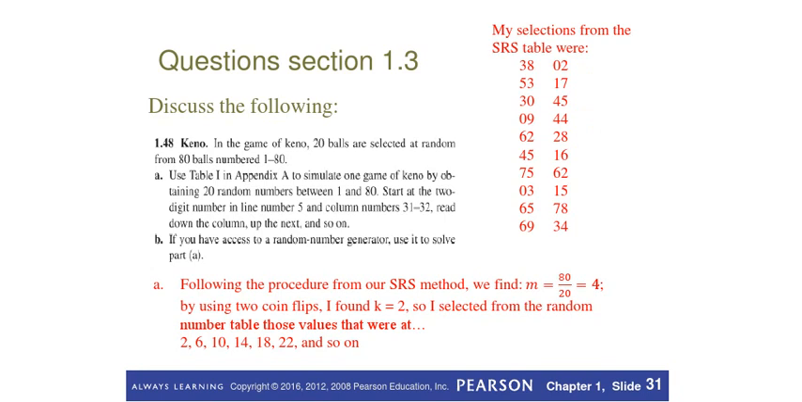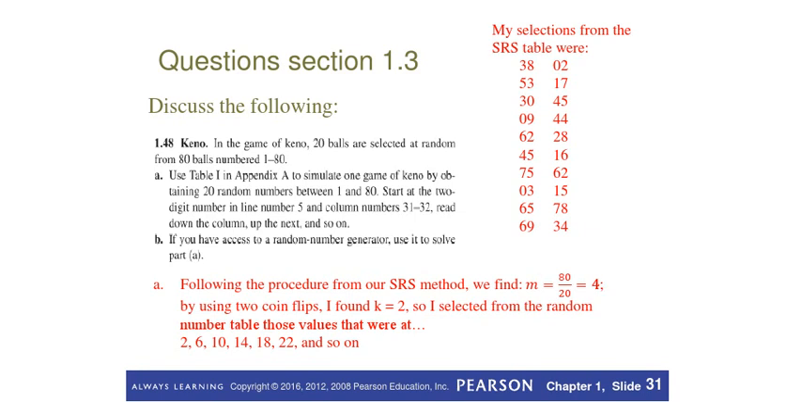Now, if I wanted to use systematic sampling, here's how that might actually work. If I followed a systematic procedure, we might say, all right, we have 80 total numbers, and we want a sample size of 20. That means we're going to use m equals 4.